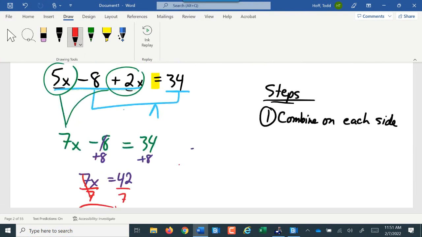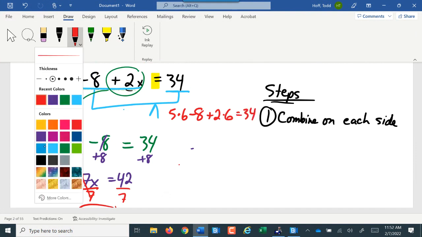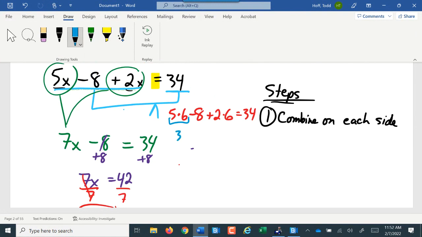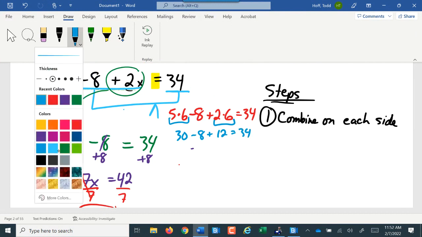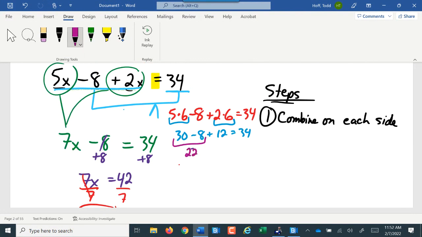And again, we can go back up here and we can double check this. 5 times x will become 5 times 6. Minus 8 plus 2 times x will become 2 times 6. 5 times 6 is 30. 8 plus 2 times 6 is 12, equals 34. 30 minus 8 is 22. Plus 12 is 34. We get 34 on both sides.